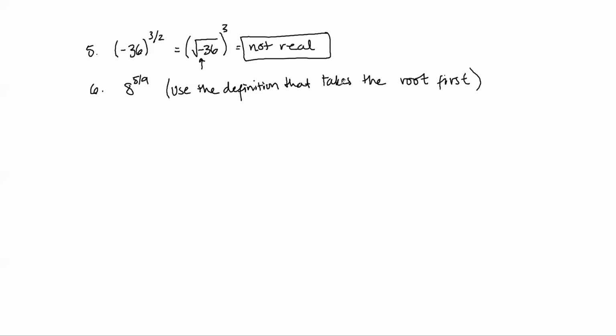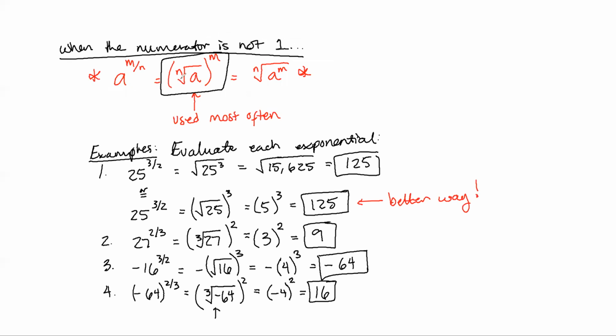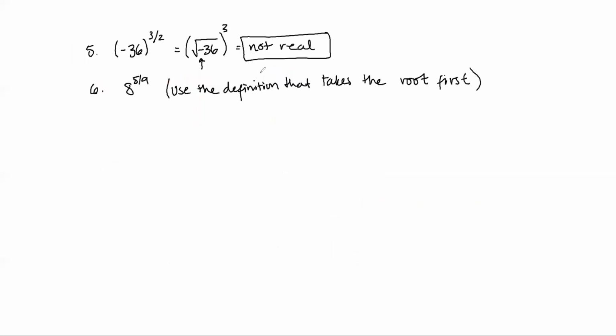That's just the definition we've been using, because when we've been going through and simplifying, you take the root first, then you raise it to the exponent. In the other definition, you raise it to an exponent first, and then you take the root. So this is our normal definition. So this is the definition we've been using.